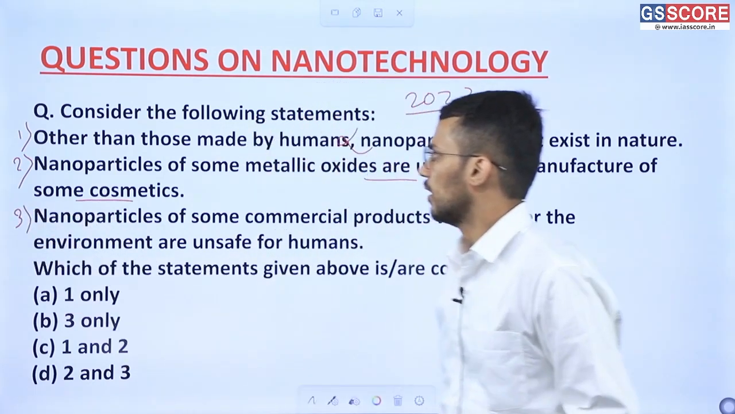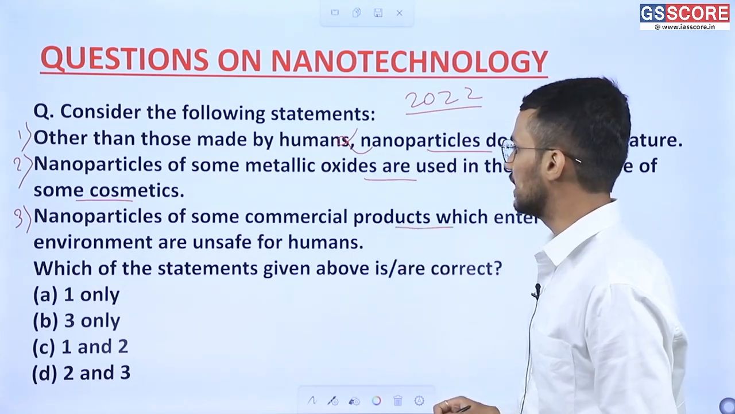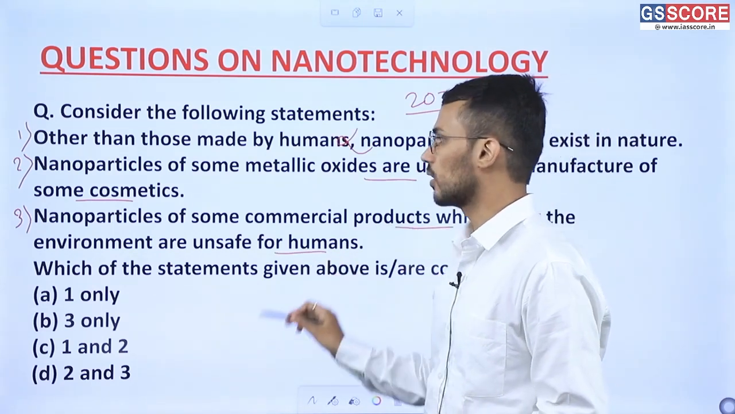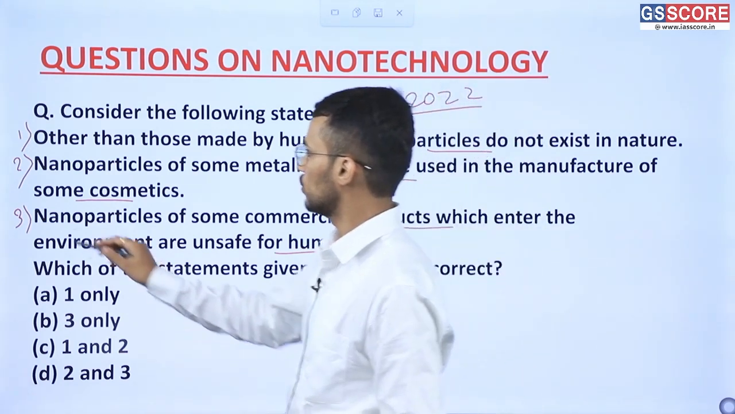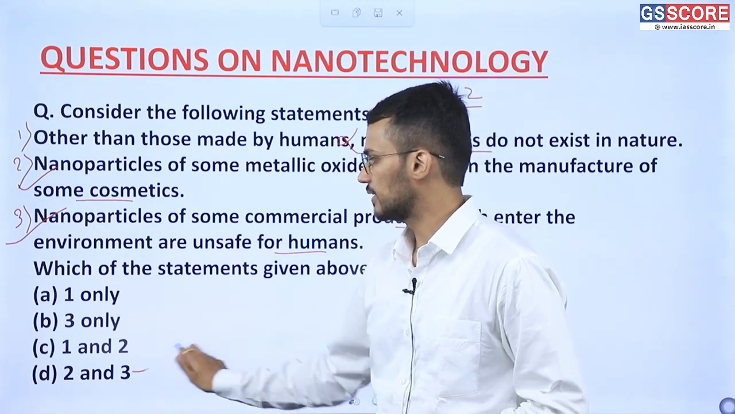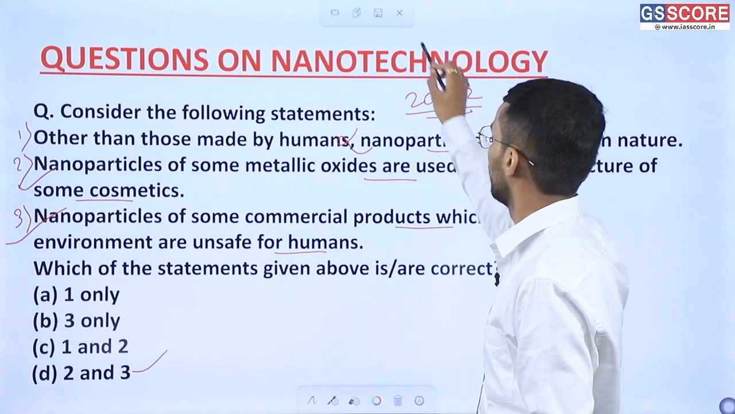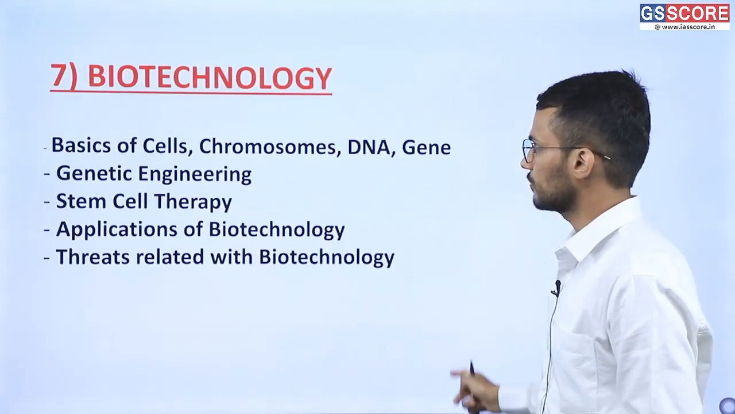Third, nanoparticles of some commercial products which enter environment are unsafe for humans, right? So these two statements are correct related to the question asked, and that's why answer is D, 2 and 3 only, right? So this was the question of 2022's prelims exam.